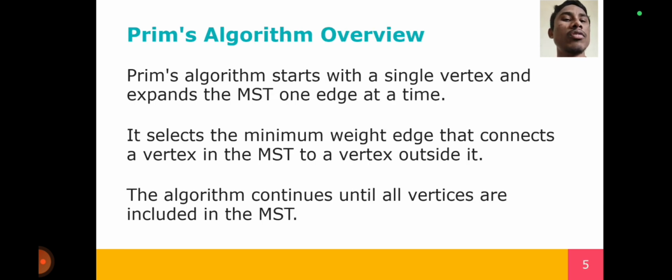Prim's algorithm overview. Prim's algorithm starts with a single vertex and expands the MST one edge at a time. It selects the minimum weight edge that connects a vertex in the MST to a vertex outside it. The algorithm continues until all vertices are included in the MST. First we visit the first node, then we visit the next node which has the minimum weight. That path we select to travel along that edge.